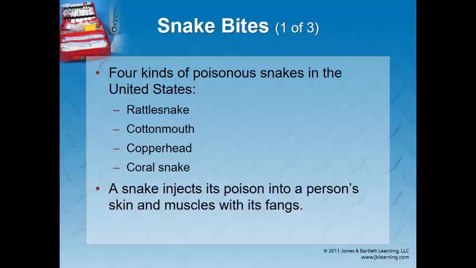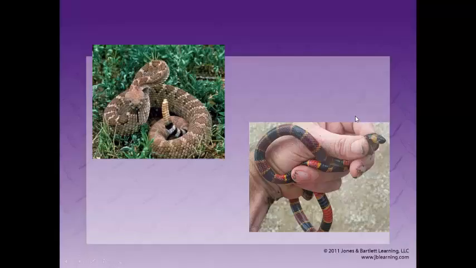Pit vipers have a triangular-shaped head. They have heat-sensing pits right below their eyes. And pit vipers have vertical pupils. So those are three things for identifying them. My thinking is, if you get that close to see that kind of stuff, you're too close to that snake. So the snake injects the poison into a person with its fangs.